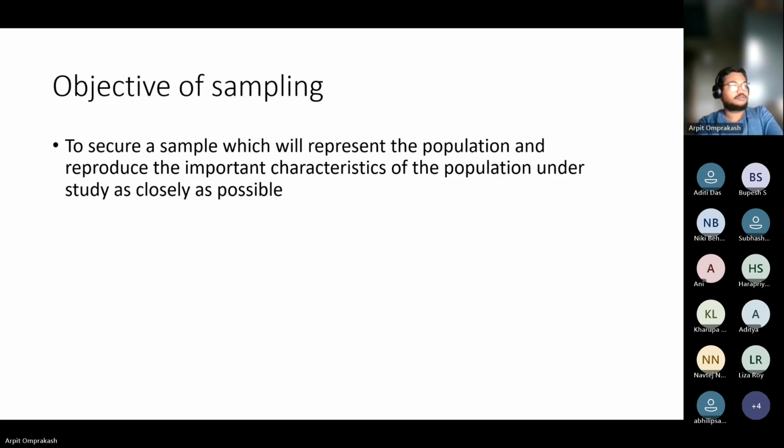We'll first talk about quadrats. Basically, the objective of sampling is to get a very representative sample of the population and to reproduce important characteristics of the population as closely as possible, so that we can estimate the number of individuals or the population density as accurately as possible.